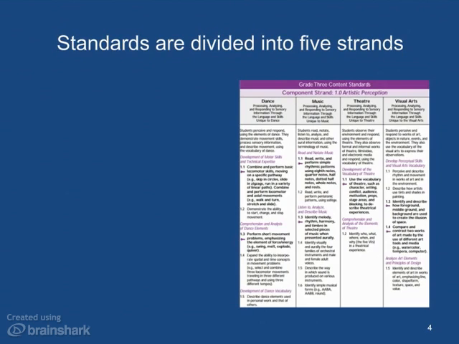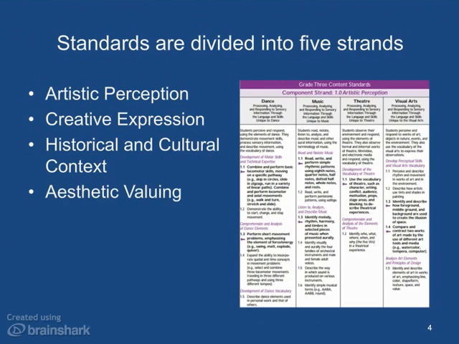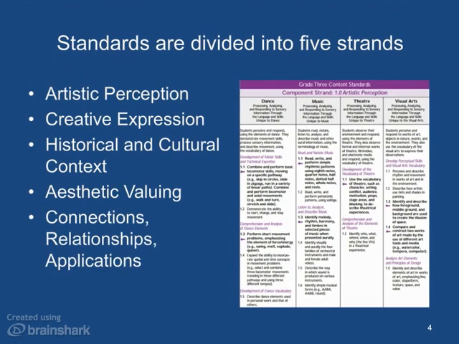The standards are grouped into 5 strands based on the knowledge and skills students are learning. They are artistic perception, creative expression, historical and cultural context, aesthetic valuing, and connections, relationships, and applications. However, these strands are not meant to be taught separately. The 5 strands weave together to create a rich tapestry of learning.